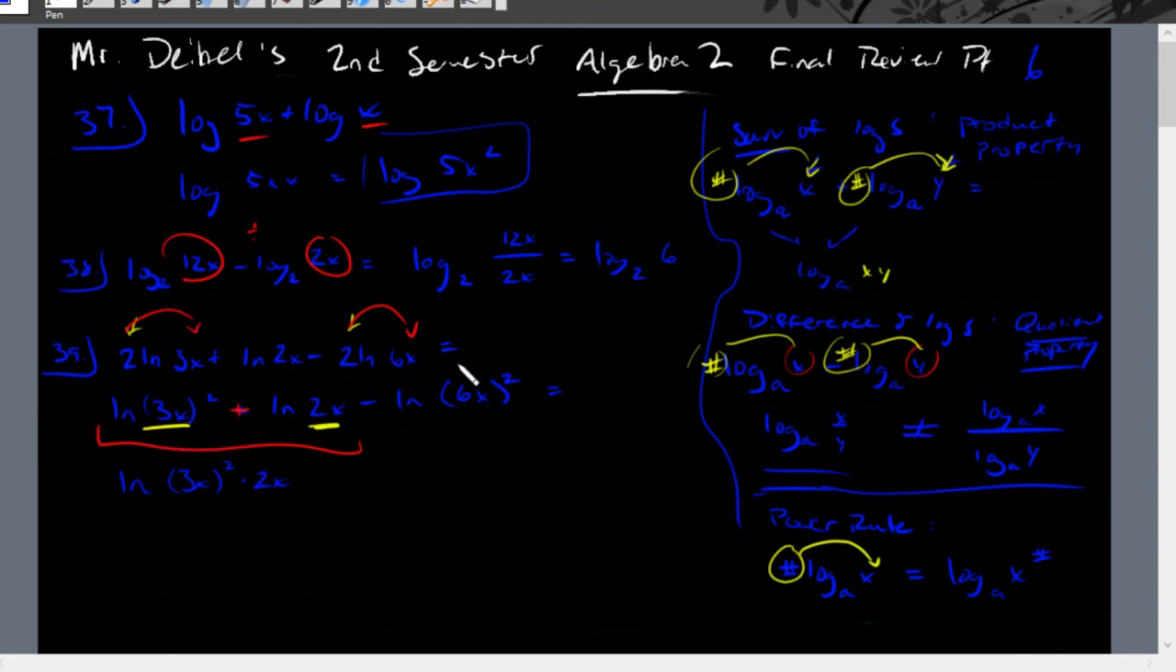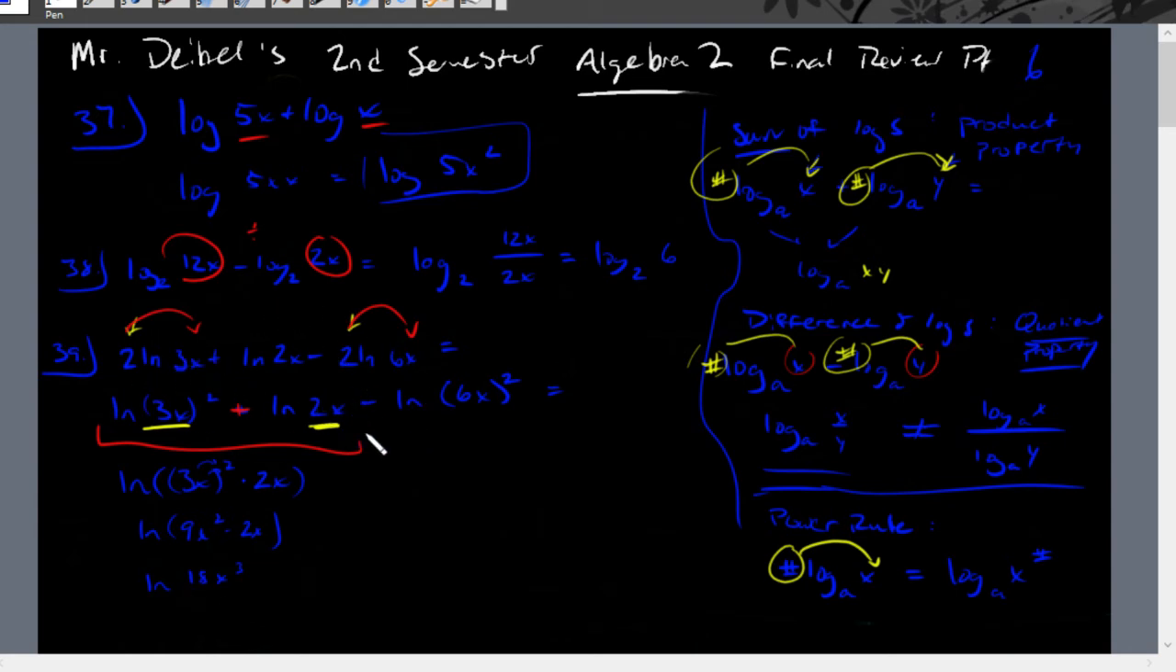Now, before we move on to the next part, we're just going to keep simplifying this. This is 3 squared and x squared, so that is 9x squared times 2x, and that's within the log here. So now you take the 9 times the 2, it's 18, and then x squared times x is x to the third. So that is what these two terms simplify to.